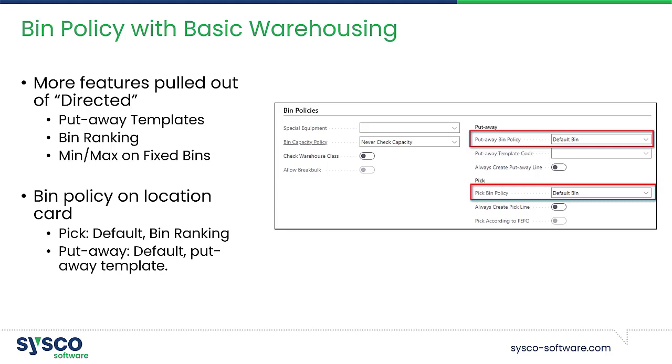Now on the location card, bin policies can be defined for put aways and picks. So for picking, you can now select from options based on default bin or bin ranking. And for put aways, you have the default bin or to use the put away template. So it's certainly giving users more options now whenever you're trying to decide what level of warehousing you want to start to use.